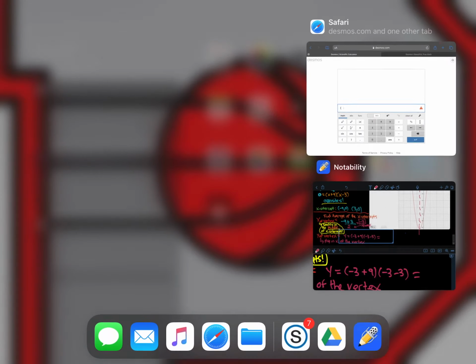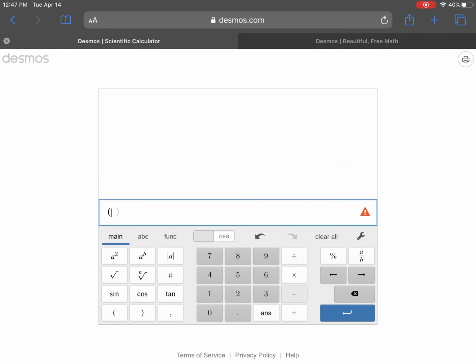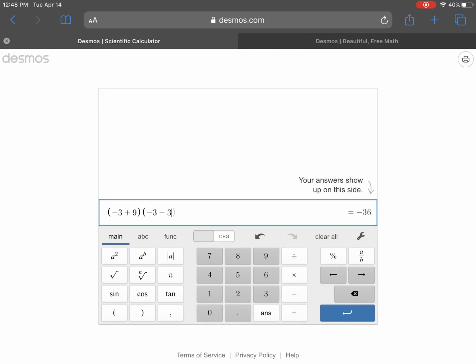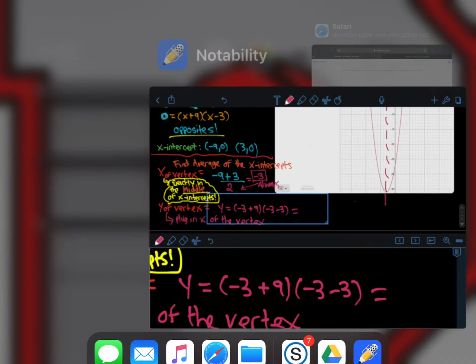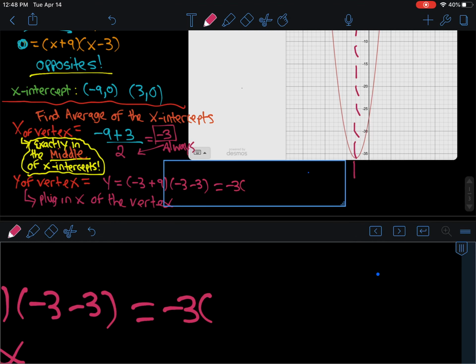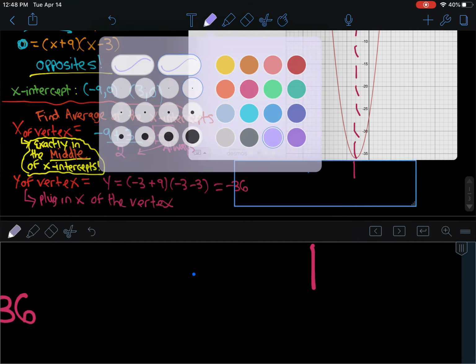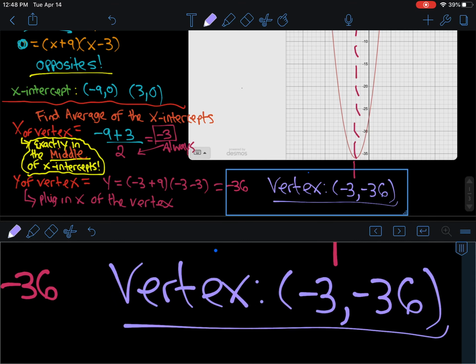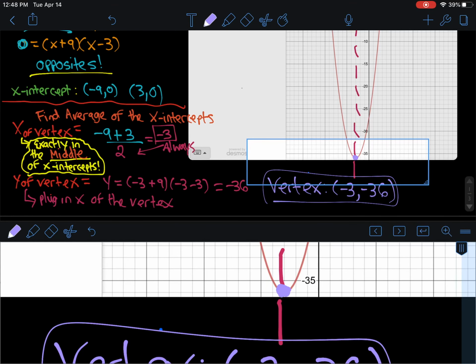So what was it? It was -3 plus 9. Parenthesis, -3, and I think it was -3, right? Yeah, -3. So again, if you need to do calculations, this is very much like the yellow calculator in class, the scientific calculator on decimals.com. But anyways, you get -36. So my vertex here is going to be -3, -36, which is consistent or the same thing as this picture. Yes, I know you can just look at the picture and pick it out, but if you had to do it by hand, that's how you would do it.